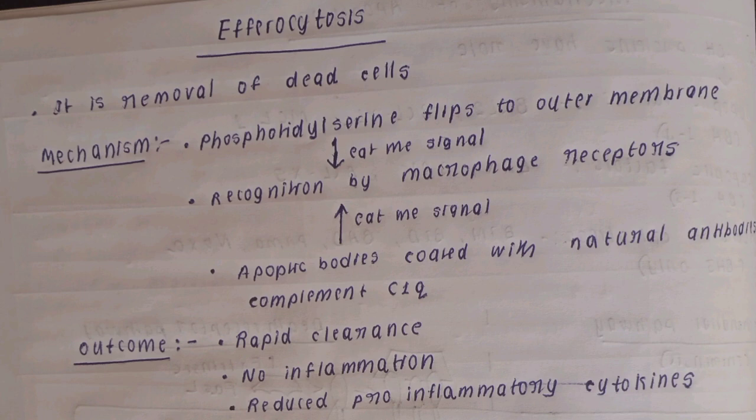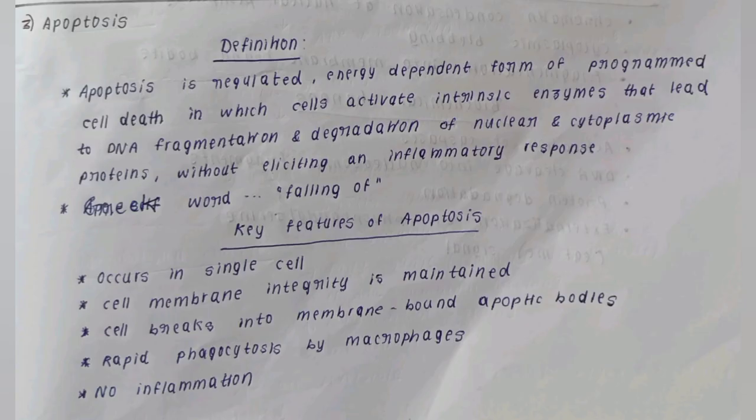So what is the outcome? Rapid clearance. As soon as apoptotic bodies come out, they are cleared by the macrophages. There is no inflammation, and obviously if there is no inflammation, then the production of some pro-inflammatory things will also be less. Cytokines are one of them, right? So they are also reduced. So this is about the complete mechanism of apoptosis.